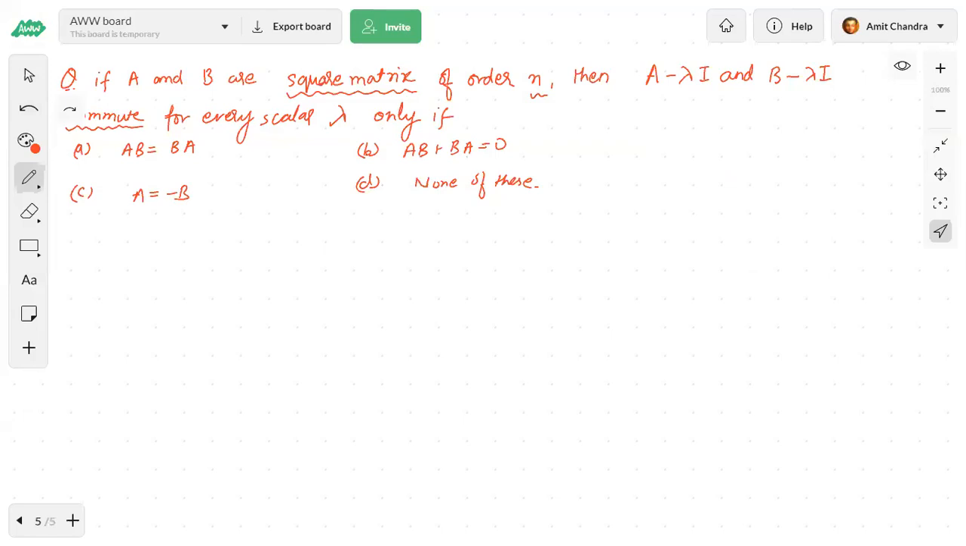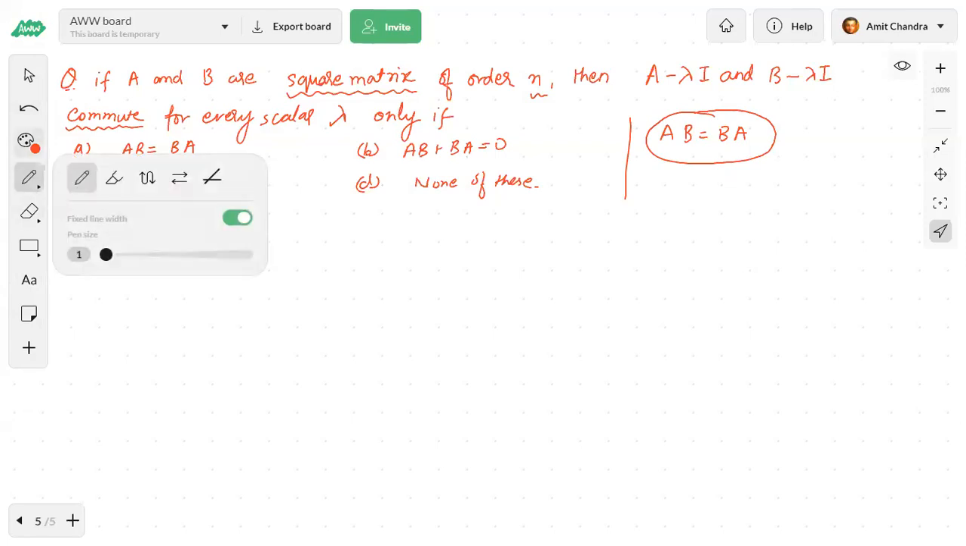Commutative means if A and B are commutative, that means AB is equal to BA. In multiplication I told you the property, AB is equal to BA. If two matrices are commutative, AB will be equal to BA. So now solve it. In this whole question only this was the important part, the rest you can solve.